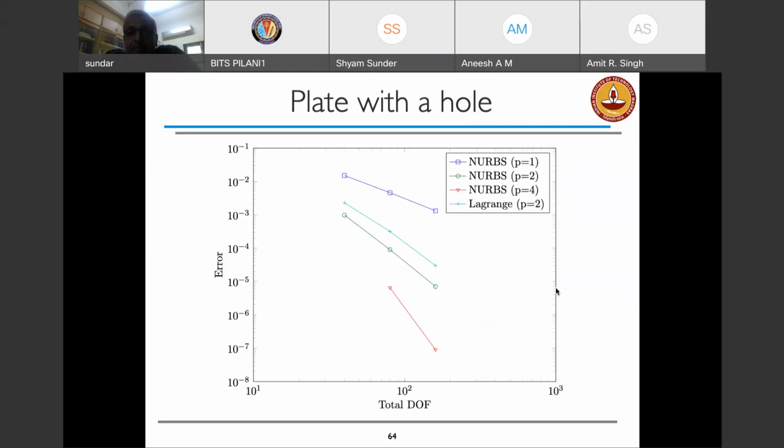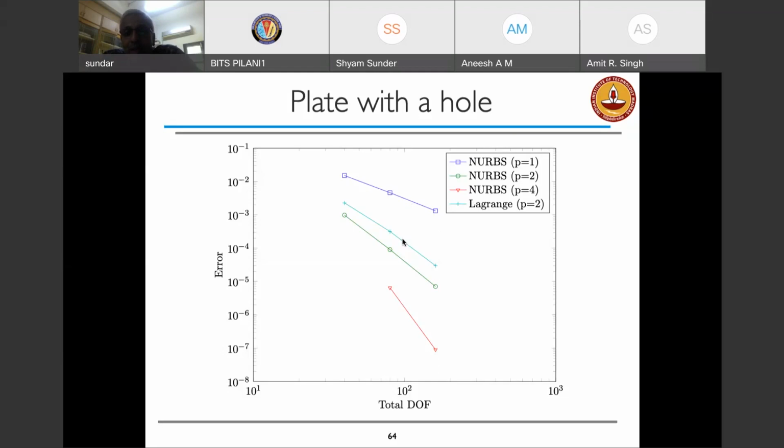Yeah. So now, if I look at the error, let's say in displacement as a function of degrees of freedom, what I have plotted here is for different orders of shape functions. Lagrange polynomials with quadratic is shown in this color with a plus sign, right? We have NURBS p equal to 1, which is a linear function. Please note that NURBS p equal to 1 and Lagrange p equal to 1 are identical, so that's the reason why I have not shown it here.